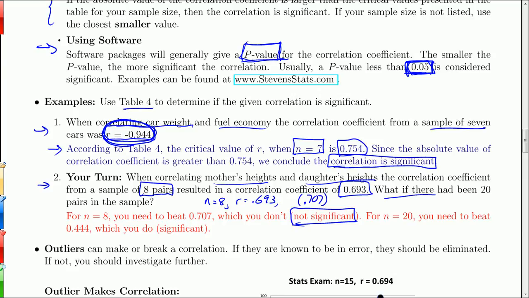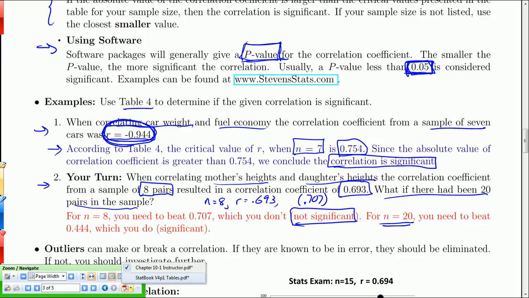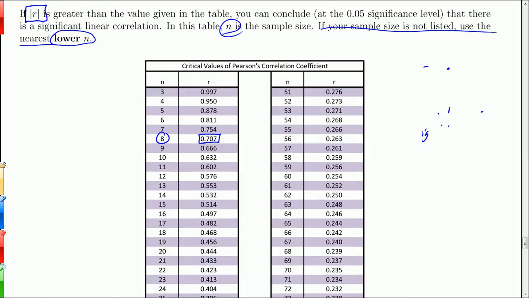And then there's a little second part here that's hiding at the end. What if there had been 20 pairs in the sample? If n equals 20, what does that get us? You should notice that as the sample size gets bigger, the critical value gets smaller. So if there was 20 with that same exact correlation coefficient, that would suddenly be significant. So you don't need as high of a correlation coefficient when your sample size gets bigger.